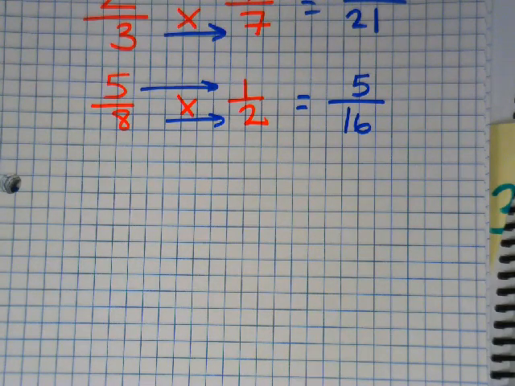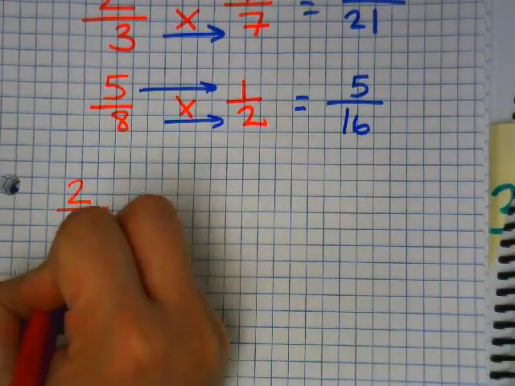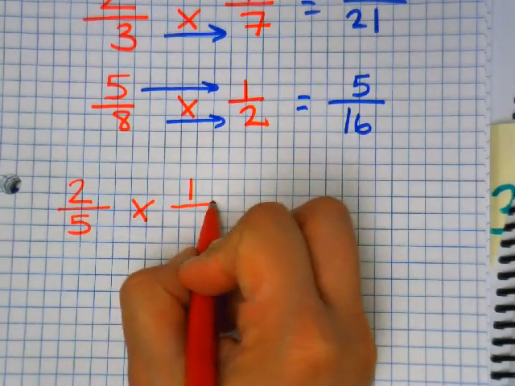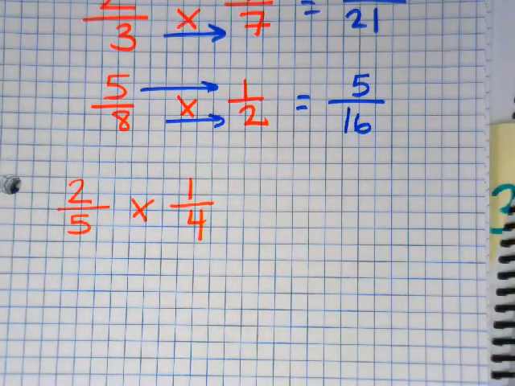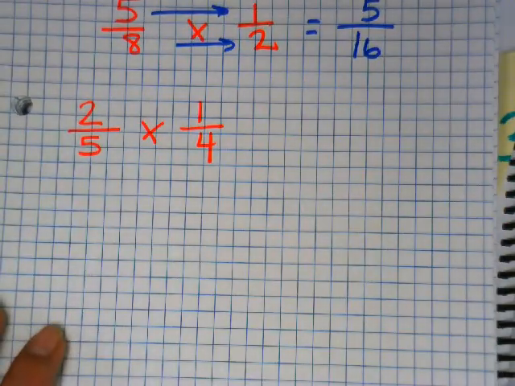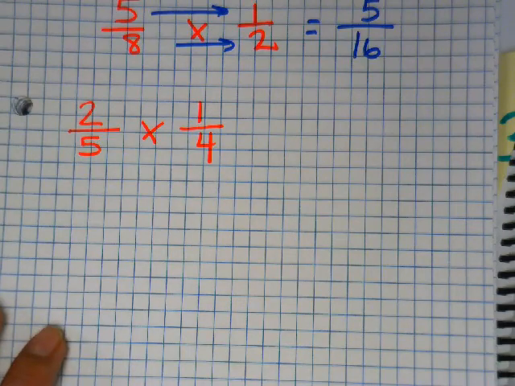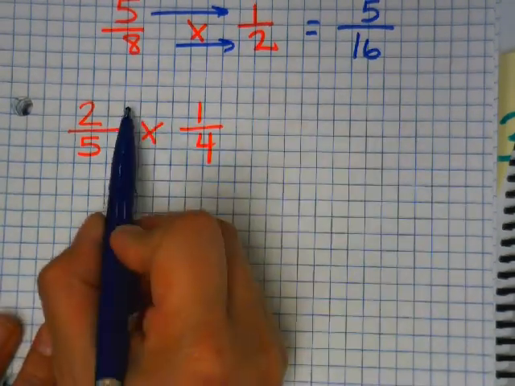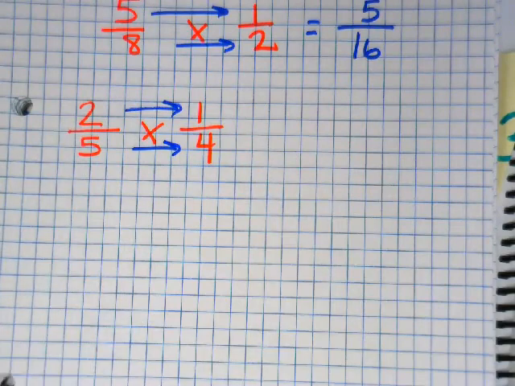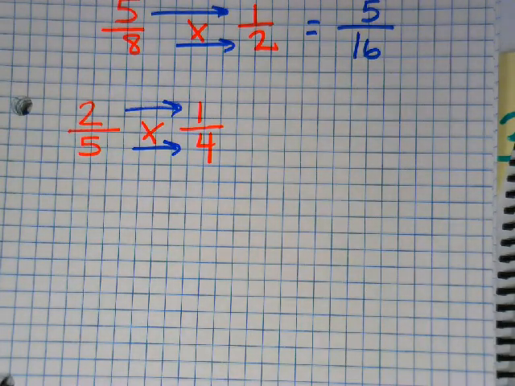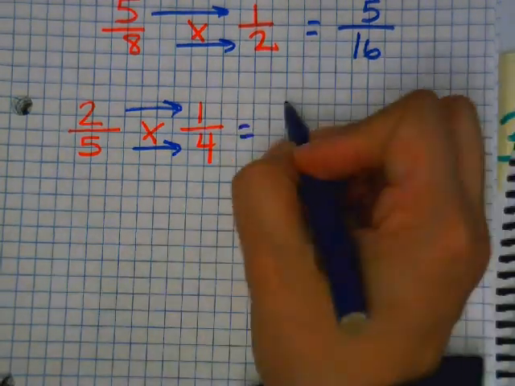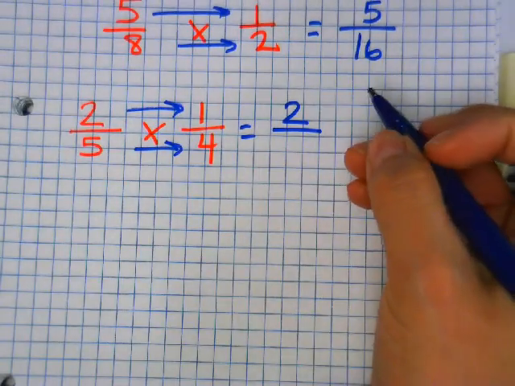All right. Next one. 2 over 5 times 1 over 4. All right. So we're multiplying straight across. Man, 5 is so easy. 2 times 1? 2. 5 times 4? 20.